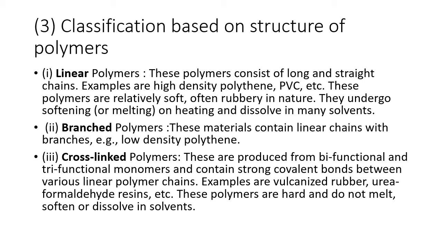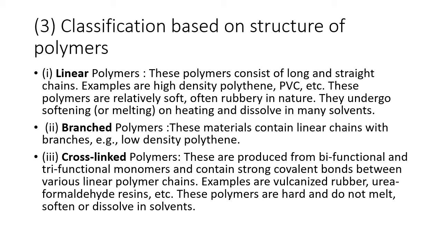Now we come to the classification based on the structure of polymers. So this we have learnt in the past lecture, but this is again a classification basis. So linear polymers, as you know, these polymers consist of long and straight chains, and examples are high density polythene, PVC, etc. These polymers are relatively soft, often rubbery in nature, and they undergo softening or melting on heating and dissolve in many solvents. This we have already read in the past lecture.